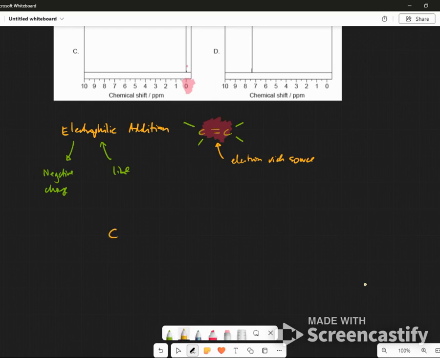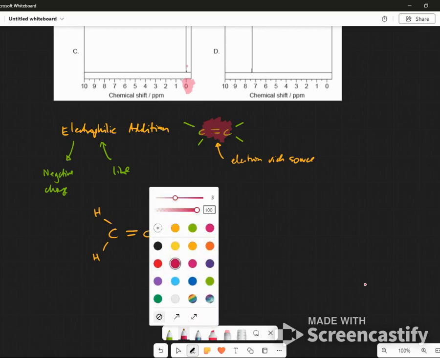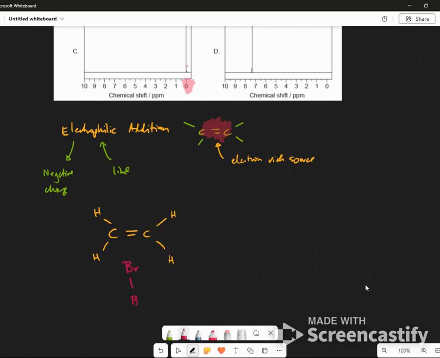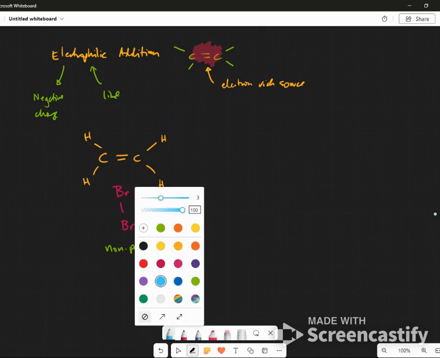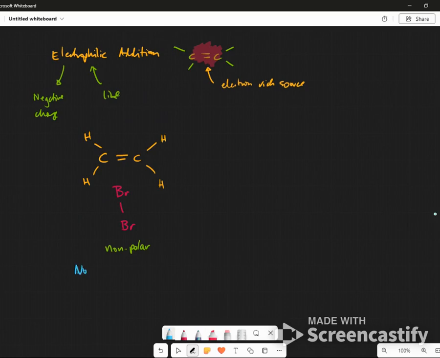So let's have a look at the simplest case. Ethene. And what am I going to add to ethene? I'm going to add a bromine. So let me get a nice bromine, and there's a bromine. Now, is the bromine molecule polar or non-polar? At the start, the bromine molecule is non-polar. Why is that? Because there is no electronegativity difference between the atoms, obviously.